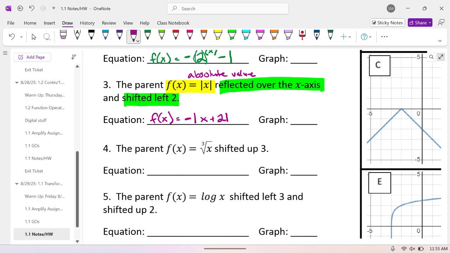Does that make sense to you guys, like how that works? All right, take a minute, try number 4 on your own. So first off, just for identification's sake, what type of function is this? It's a what? A cube root, good.